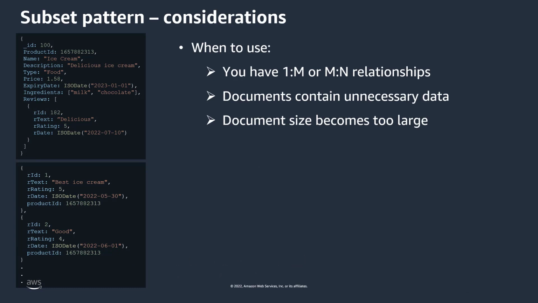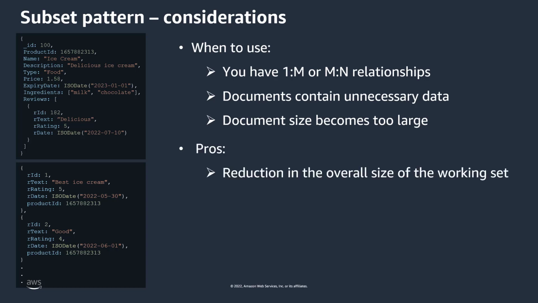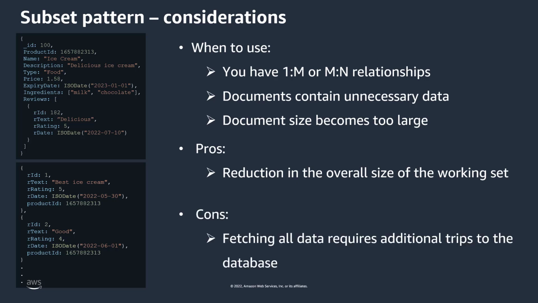Now, you'll apply this design pattern when you have a one-to-many or many-to-many relationship, and when the documents are starting to become too large. This will lower the overall size of the working set, reducing the memory constraints. The downside, as discussed when using the referencing model, is the additional database round trips which are needed to retrieve all the data. Article or blog comments, actors in movies are other examples for using this pattern.